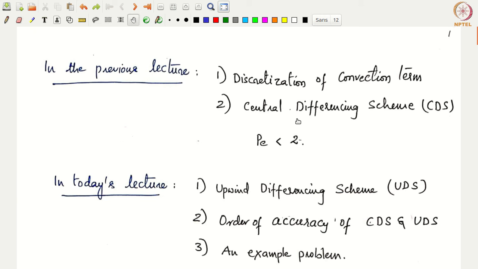We wrote phi little e equals phi capital E plus phi P by 2, right? That's what we have done in order to come up with a value for the phi on the east face, and that's what we call a central differencing scheme in the literature.